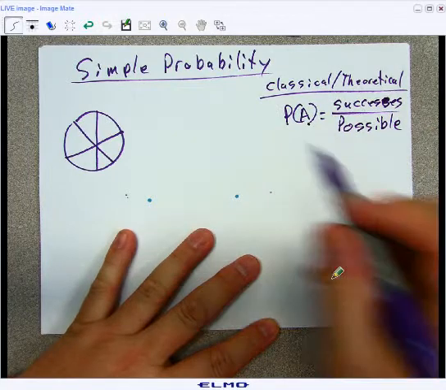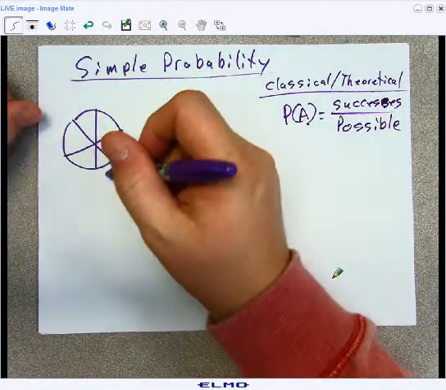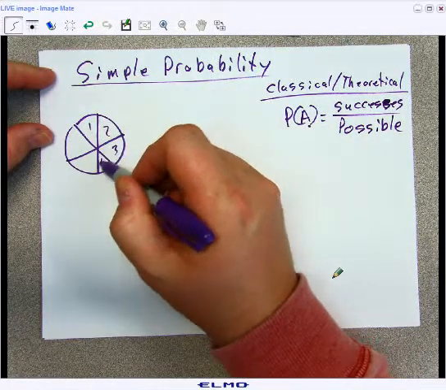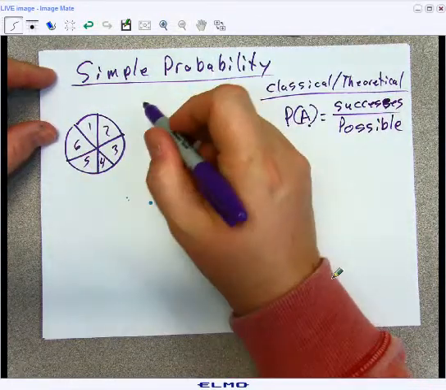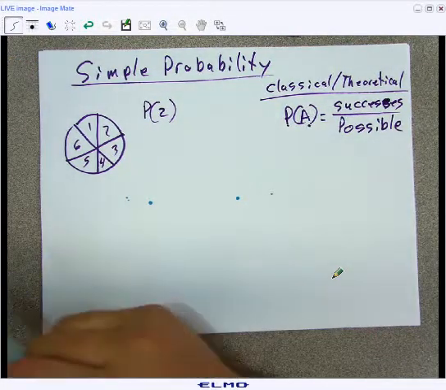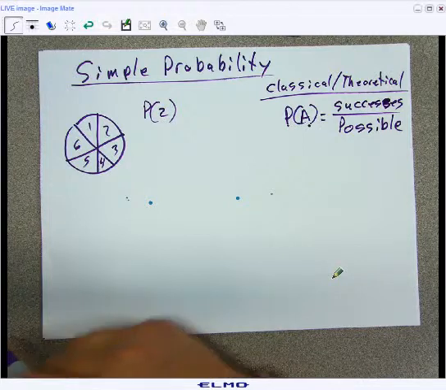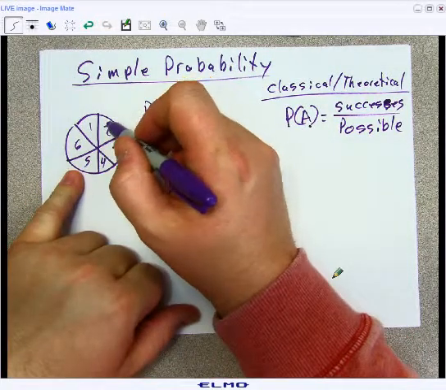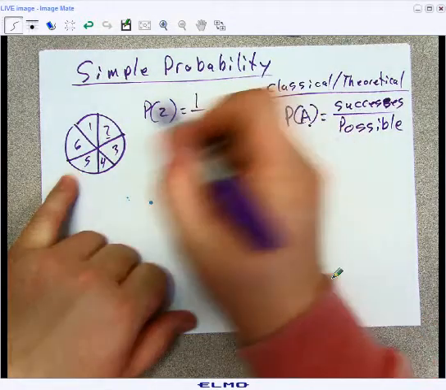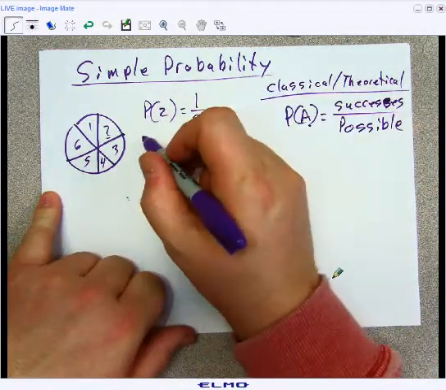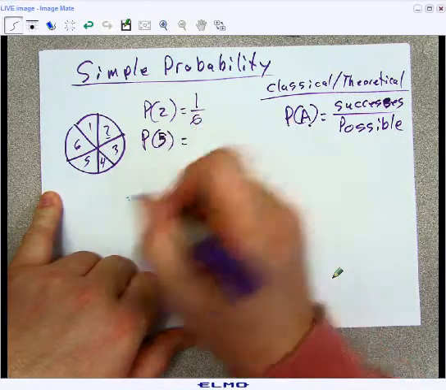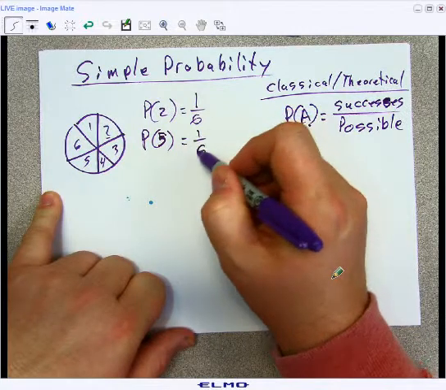So for example, let's take this. Let's make a spinner. It has 6 pie wedges in our spinner. 1, 2, 3, 4, 5, 6. I want to find the probability of 2, which means I want to find the probability of getting a 2. I only see 1, 2 in this spinner, so that's one option out of a total of 6. Now, I could say the probability of getting a 5. Well, that also would be just one option out of 6.